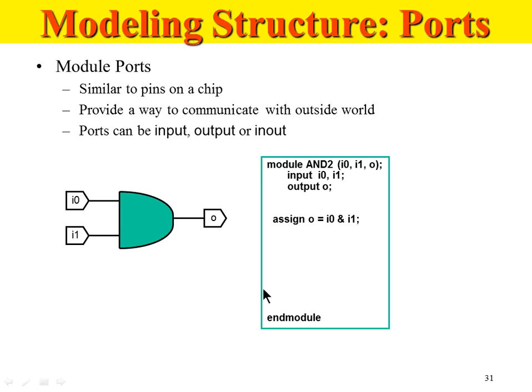Now I am going to instantiate the two input AND gate two times and do the connections to the three input AND gate inputs and outputs. How? First two input AND gate I am instantiating here. I am calling it A0. Dot I0, dot I1, and dot O. These are the ports of the two input AND gate declared in the other module.